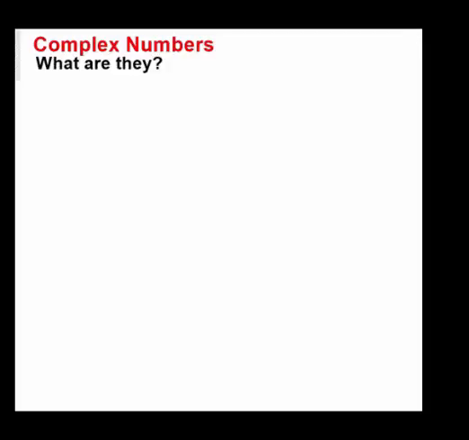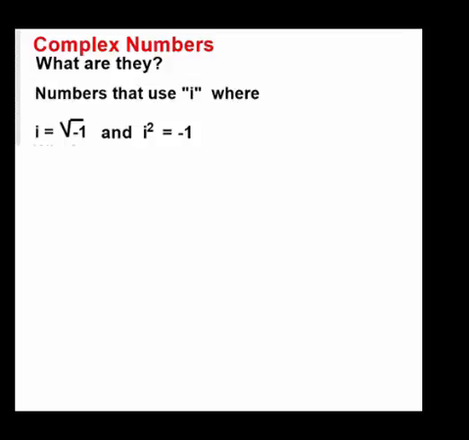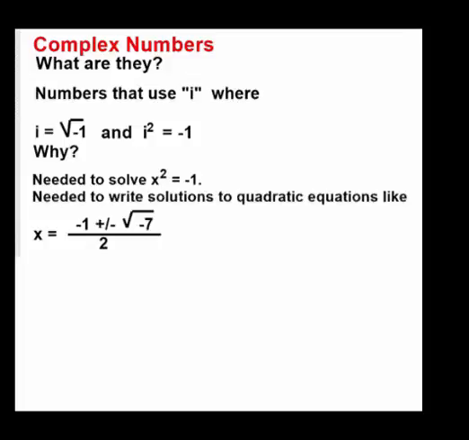In this video, we're going to look at complex numbers. Complex numbers are numbers that use i, where i is the square root of -1, and also i squared equals -1. And you might be asking, why have such a number? Well, for one, just to solve the equation x squared equals -1, we need i. The solution of x squared equals -1 would be x equals i or x equals -i.